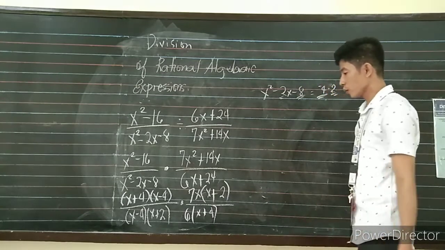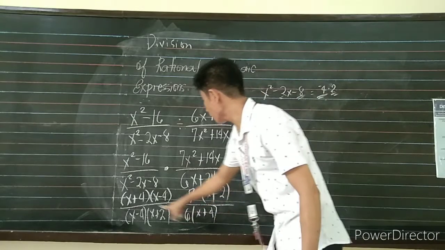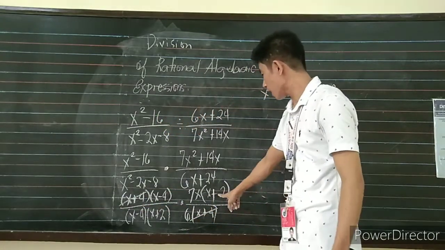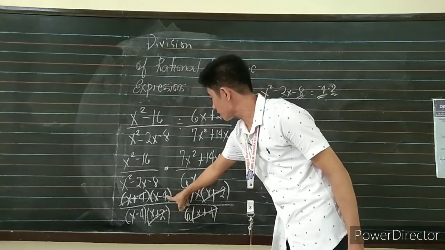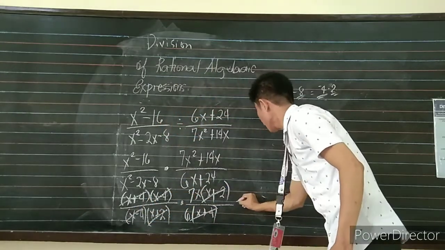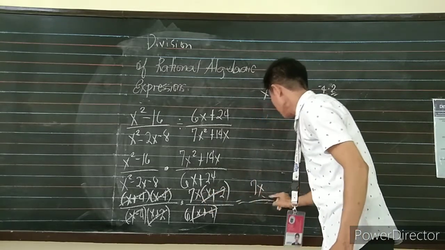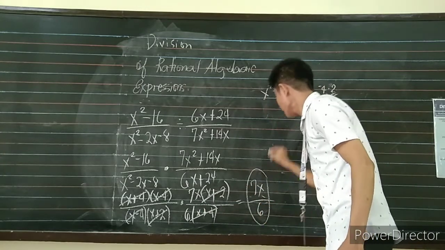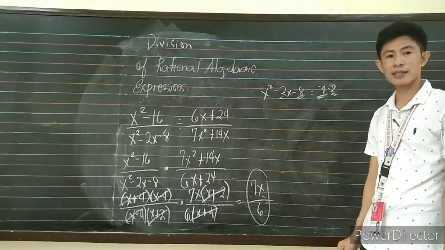Okay, so we can now cancel the common factors. We have x plus 4 and x plus 4, so cancel them out. We also have x plus 2 and x plus 2. We also have x minus 4 and x minus 4, so cancel x minus 4. What is left in our numerator is 7x, and in our denominator we have 6. So our answer is 7x over 6.